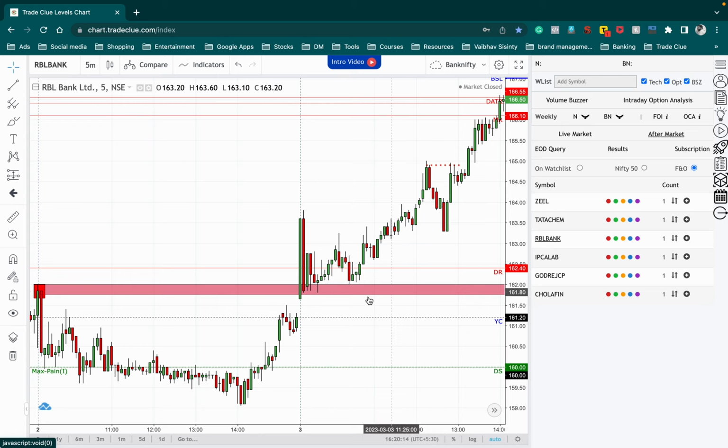We have selected RBL Bank, where you can see there was sideways momentum prior to the current day. The price opened on the upper side, and the DR and red band were taken out. The red band, as you know, is a good selling zone. As soon as the sellers were trapped, that is, the price started sustaining above the red zone.